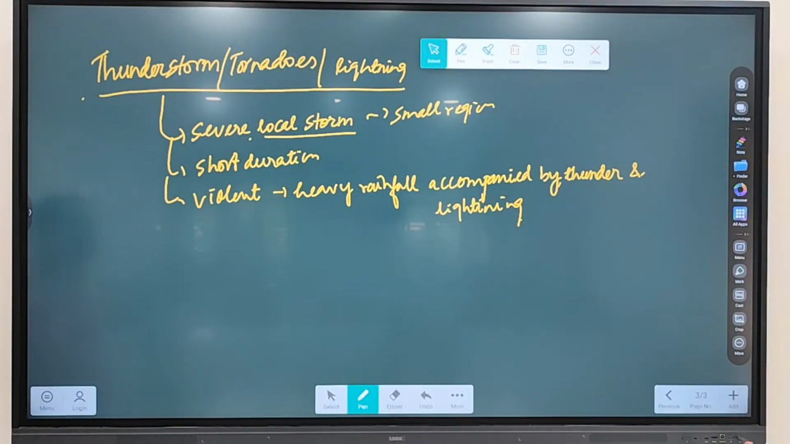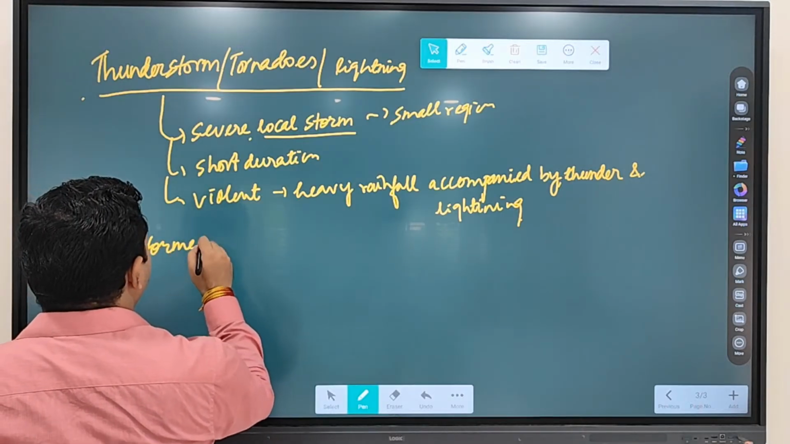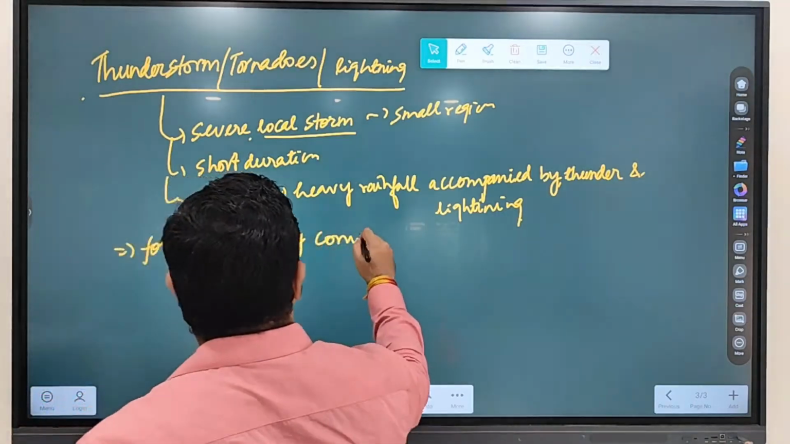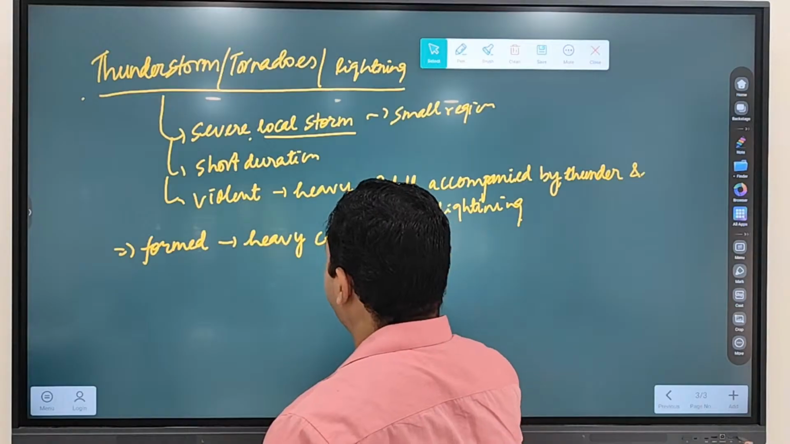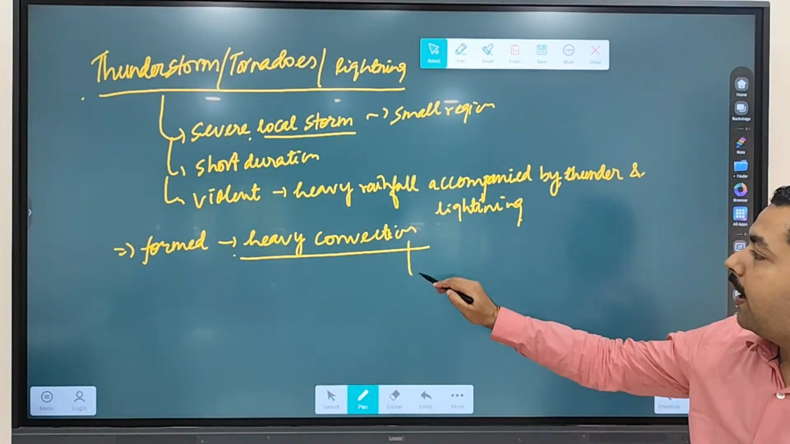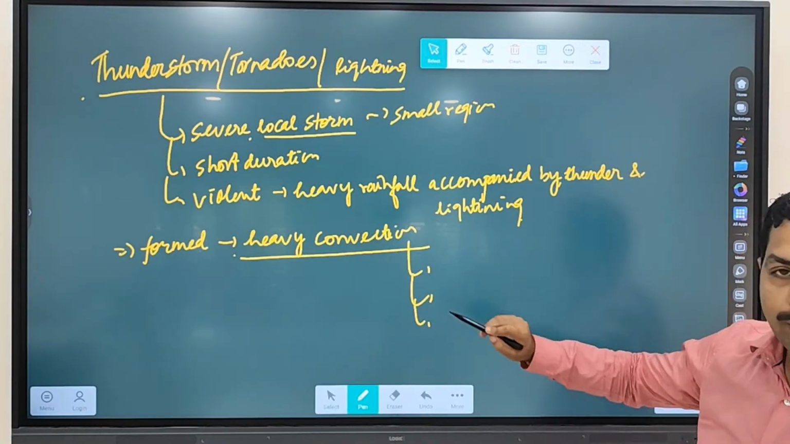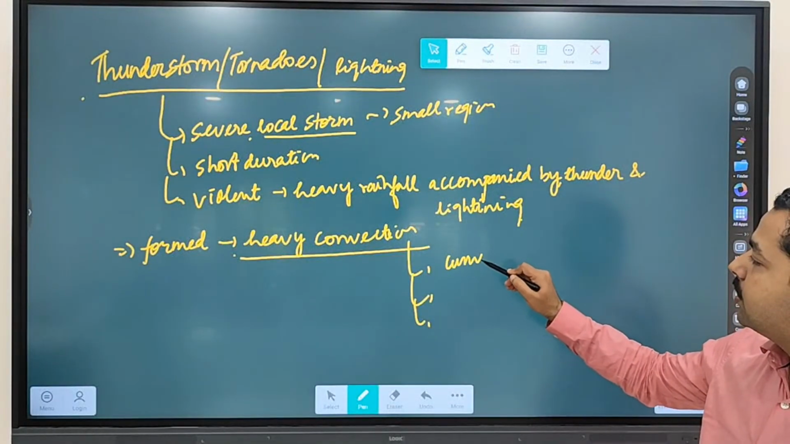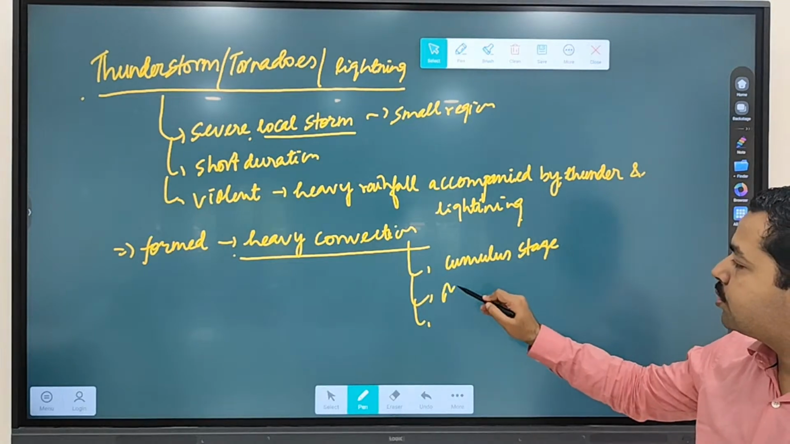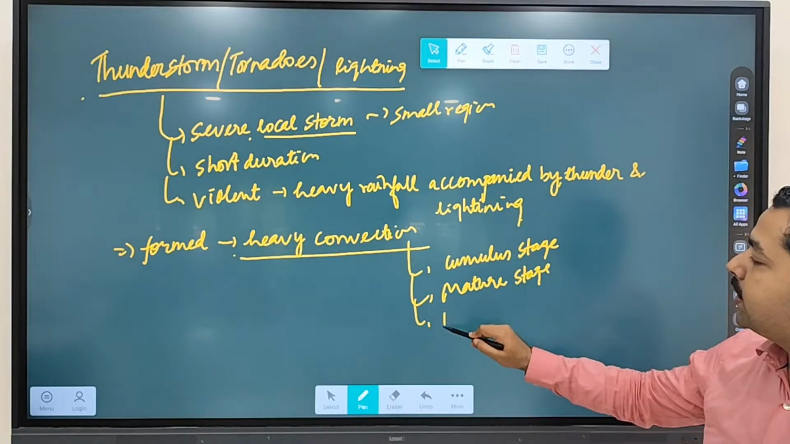Now, the thunderstorm is formed when there is a heavy convection, and it has three major stages. One is the cumulus stage, the beginning stage. Then the mature stage, and the third stage is called the dissipating stage.